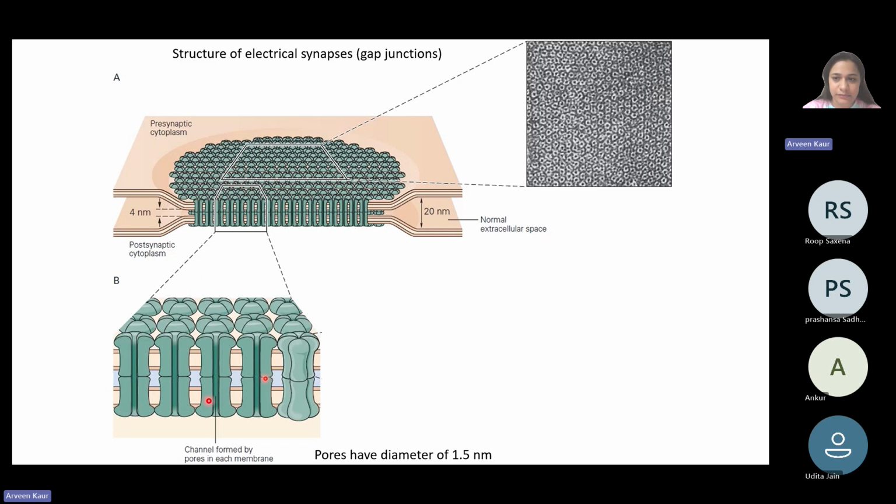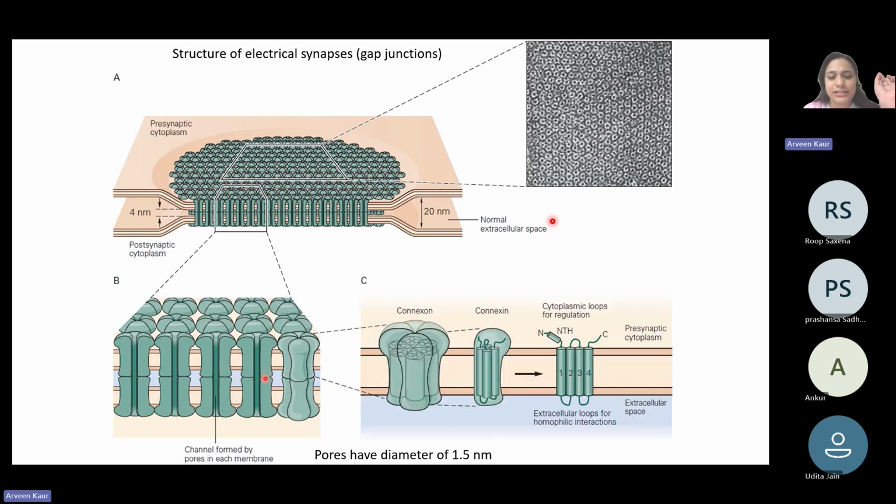Yeah, this is actually showing the channel of the gap junctions. The channel is formed by pores in each membrane, right? These pores have a diameter of around 1.5 nanometers. Regarding this also, we did one question last week, right? The individual proteins that form this channel in one neuronal membrane are known as connexins. Six of these connexins come together and form a connexon, right?